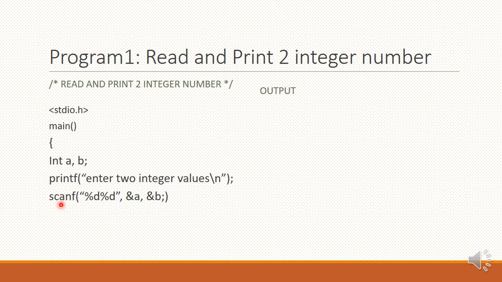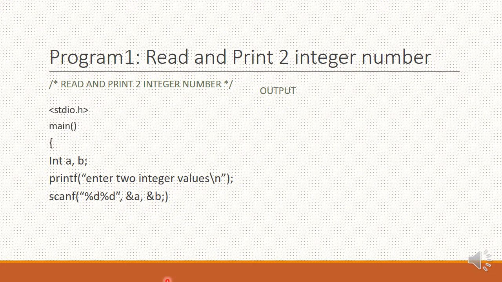Otherwise, if you want to read the data from the keyboard, then we use the scanf function. Percentage d: however many variables there are, that many percentage d you have to take. Ampersand a, ampersand b. And what is our next step?